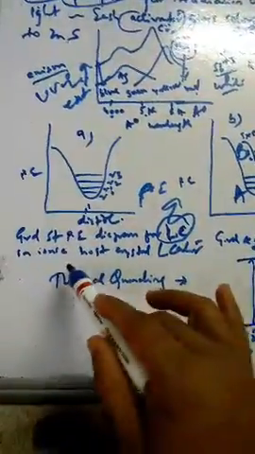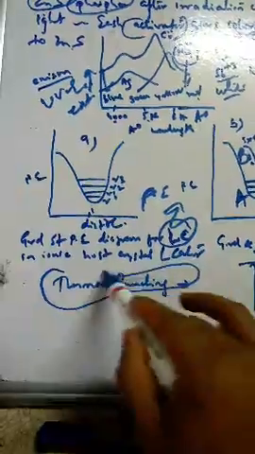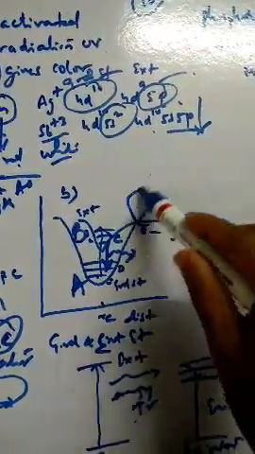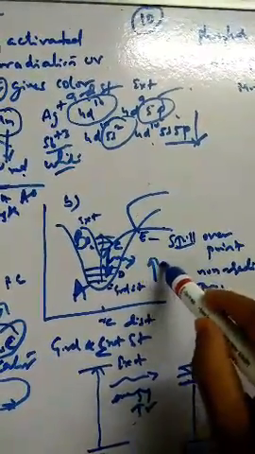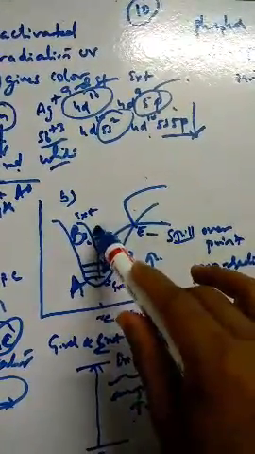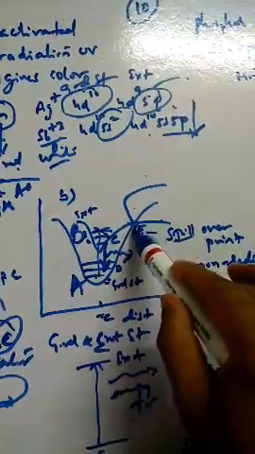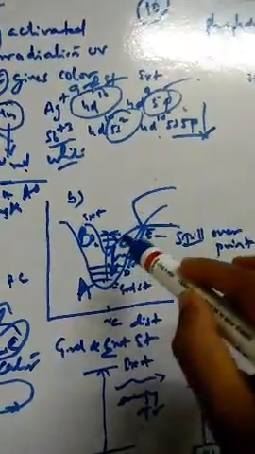But sometimes there is a term we use: thermal quenching. What is this thermal quenching? Thermal quenching is nothing but this point, which is called the spillover point. What happens if we increase the temperature? The electron gets excited here and directly comes to E, and then it spills over, like a ladder.